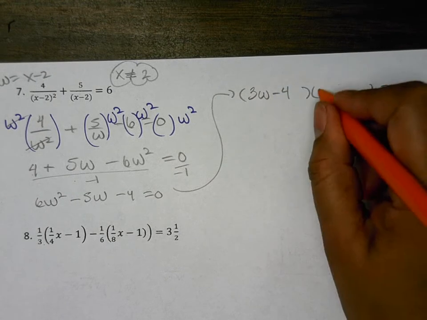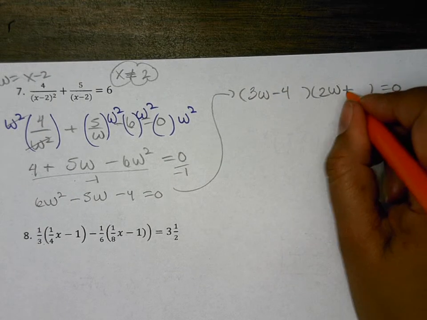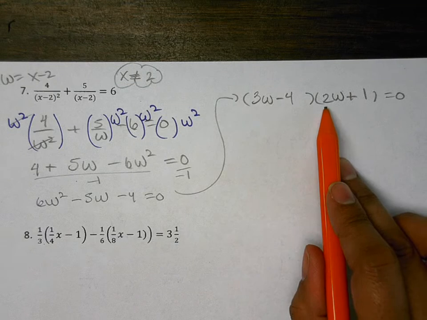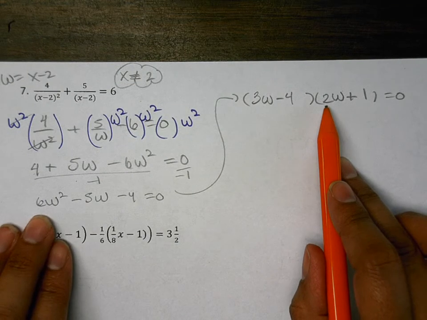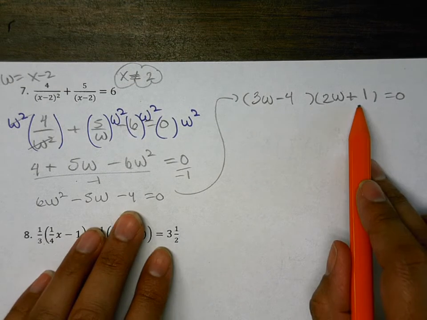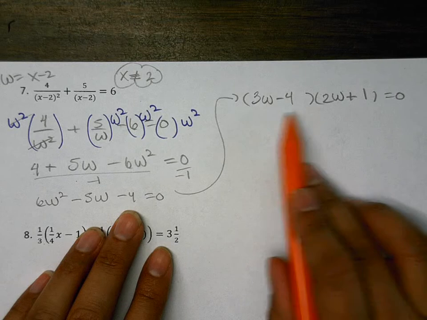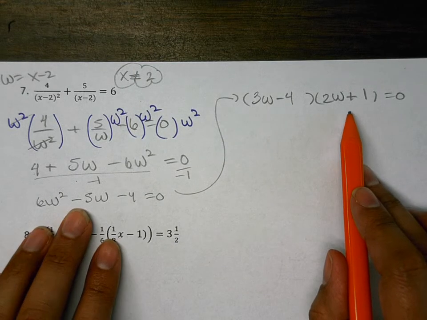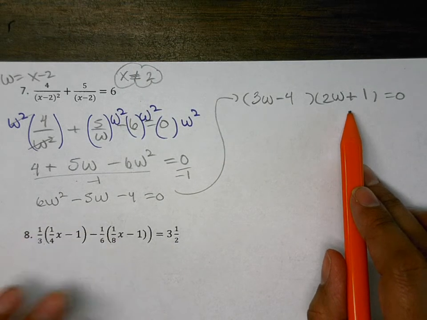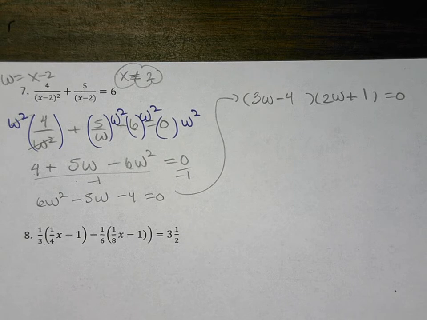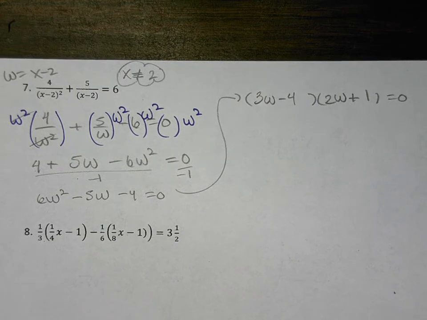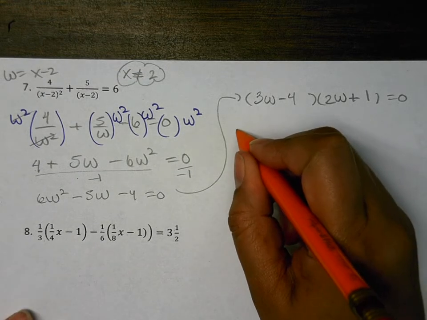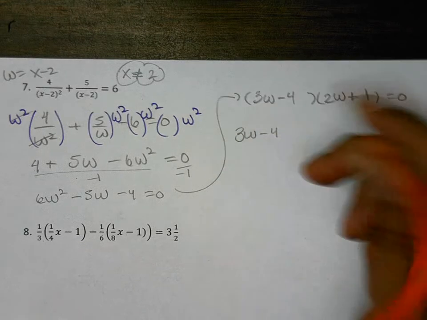3W minus 4 and 2W plus 1. All right, let's see. 3W and 2W give me the 6W squared. -4 times 1 is the -4. -8, positive 3. Does it work? Yes? Okay, what's the next step? Set each one equal to 0. Do you guys want to plug in or do this first?